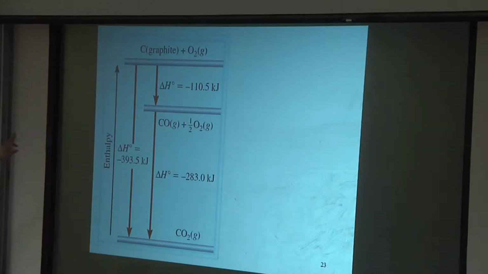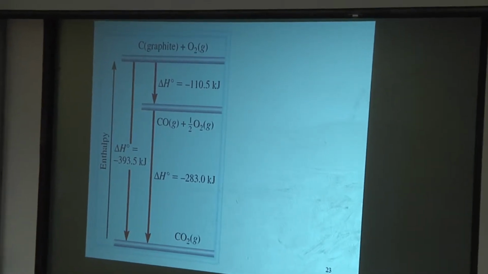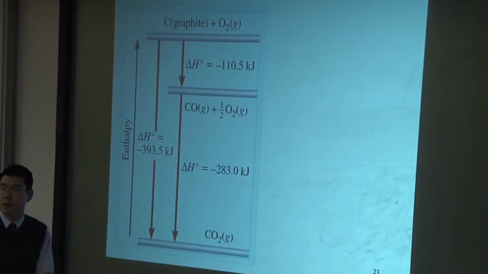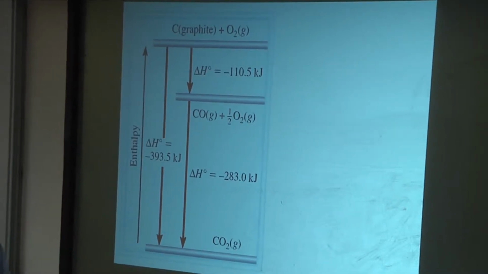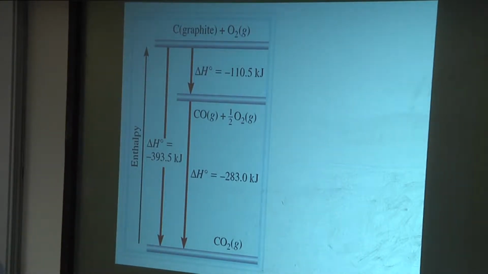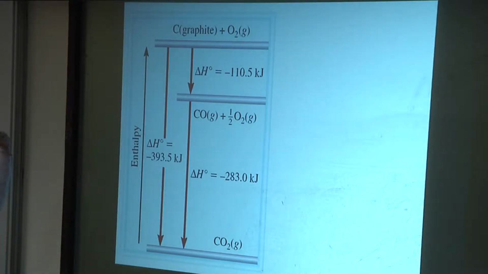We have graphite plus oxygen being converted to CO2. We saw that example in one of the slides way back. The delta H for that is negative 393.5 kilojoules per mole. If we go directly from the graphite and the O2 to CO2, you get this big long red arrow here. Now, it's also possible to do this reaction in steps.